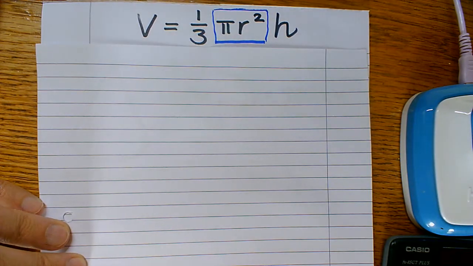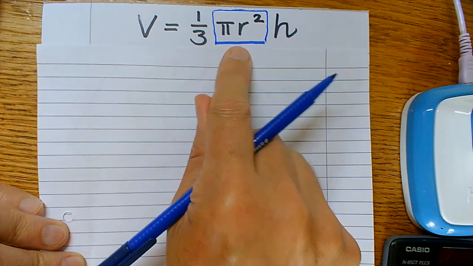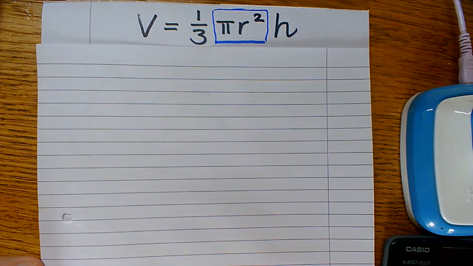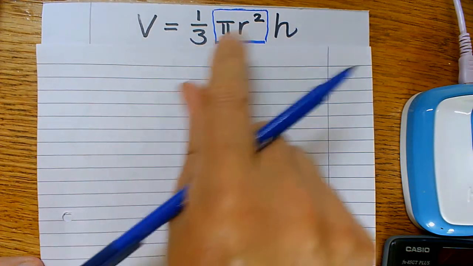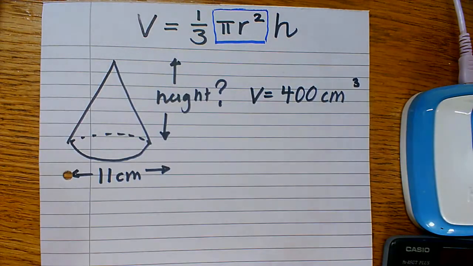So, using it in the straightforward way, out of the box as it were, you want to find the volume, you need to know the radius, you need to know the height. But as with all these formulae, we can adapt it so that if you're told the volume, you can find either the radius or the height. So let's have a look at a question like that.